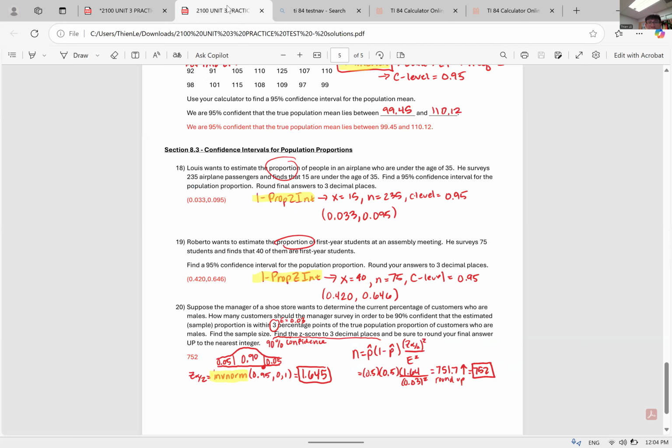So if you plug in, you should get this value, 751.7. And because you take the ceiling, which means you round up, you get 752.